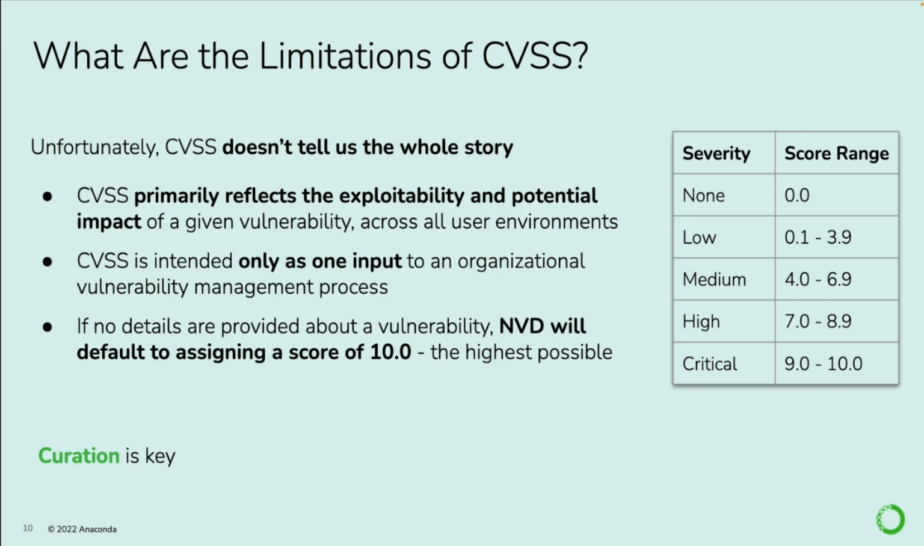And one additional side note that I'm not sure how widely known this is: if there are no details provided about a vulnerability, the NVD will actually default to assigning a score of 10, right? The highest possible score, the most critical. So in this case, you have another instance of inaccuracies making their way into this public information, where you might see a vulnerability that you think is highly critical, but it's actually only rated that way because it's missing information. So again, curation for this stuff is really key and very helpful in being able to make better decisions around what you do about these vulnerabilities.